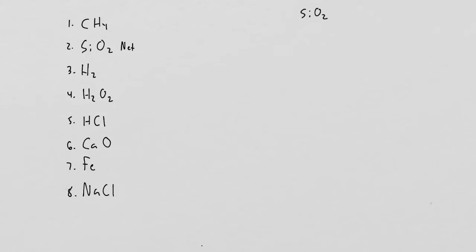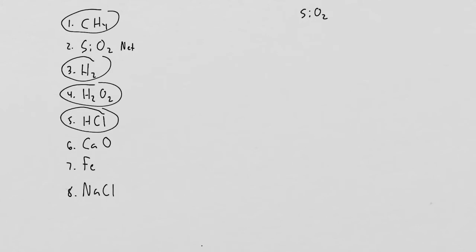I've got silicon dioxide. And then I'm going to circle all the molecular substances because they're going to be at the bottom. So I've got CH4, H2, H2O2, and HCl. And the other three substances, I've got two ionic substances and one that is a metal. That's going to make it very easy for me to order these things. What I would do is start at the bottom and work our way up.